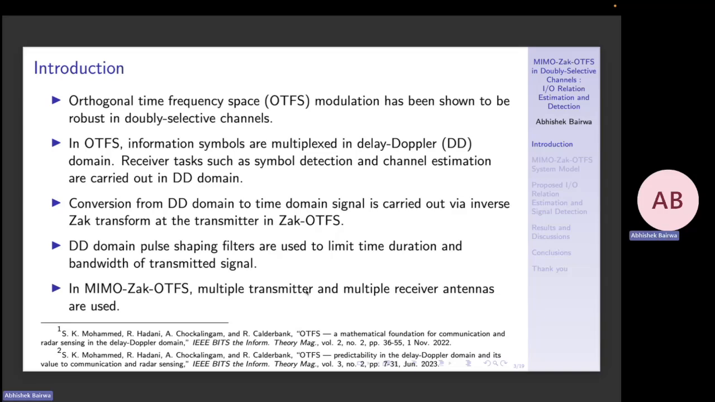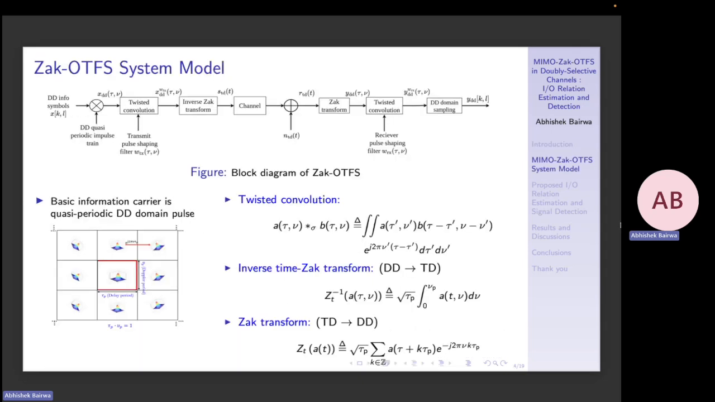In this work, we are concerned with MIMO-Zak-OTFS, which is Zak-OTFS in MIMO setting, where multiple transmitter antennas and multiple receiver antennas are used. So I'm going to present the MIMO-Zak-OTFS system model, but let's first see the Zak-OTFS system model.